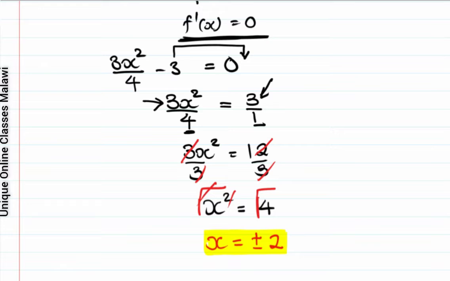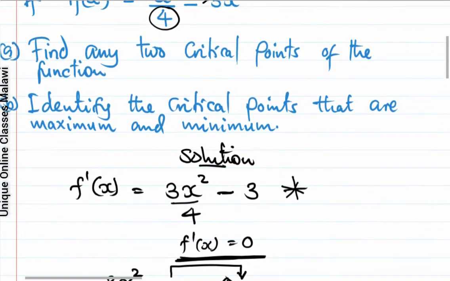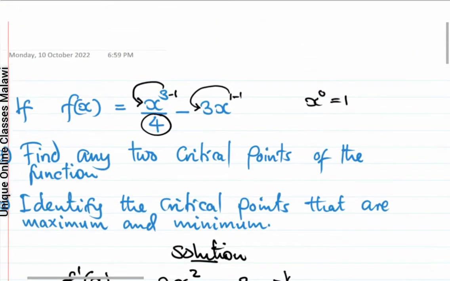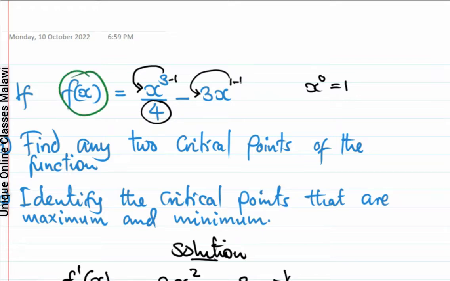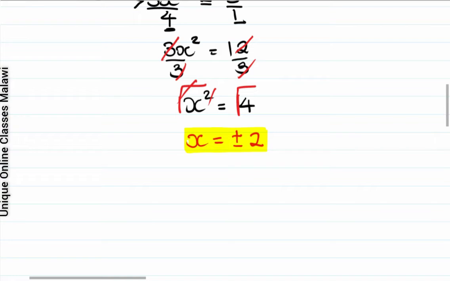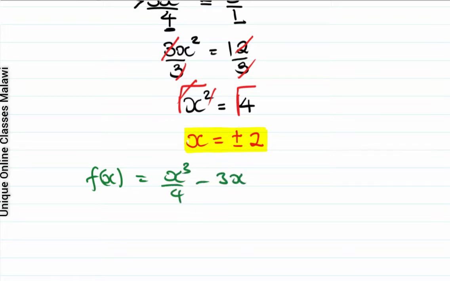Then to find the critical points, ready? According to the question, to find the critical points, we need to find the value of y. So if you go back to our function here, f of x can also be written as y, since f of x is equal to x cubed divided by 4 minus 3x. So we need to find the value of y when x is equal to positive 2 or negative 2.